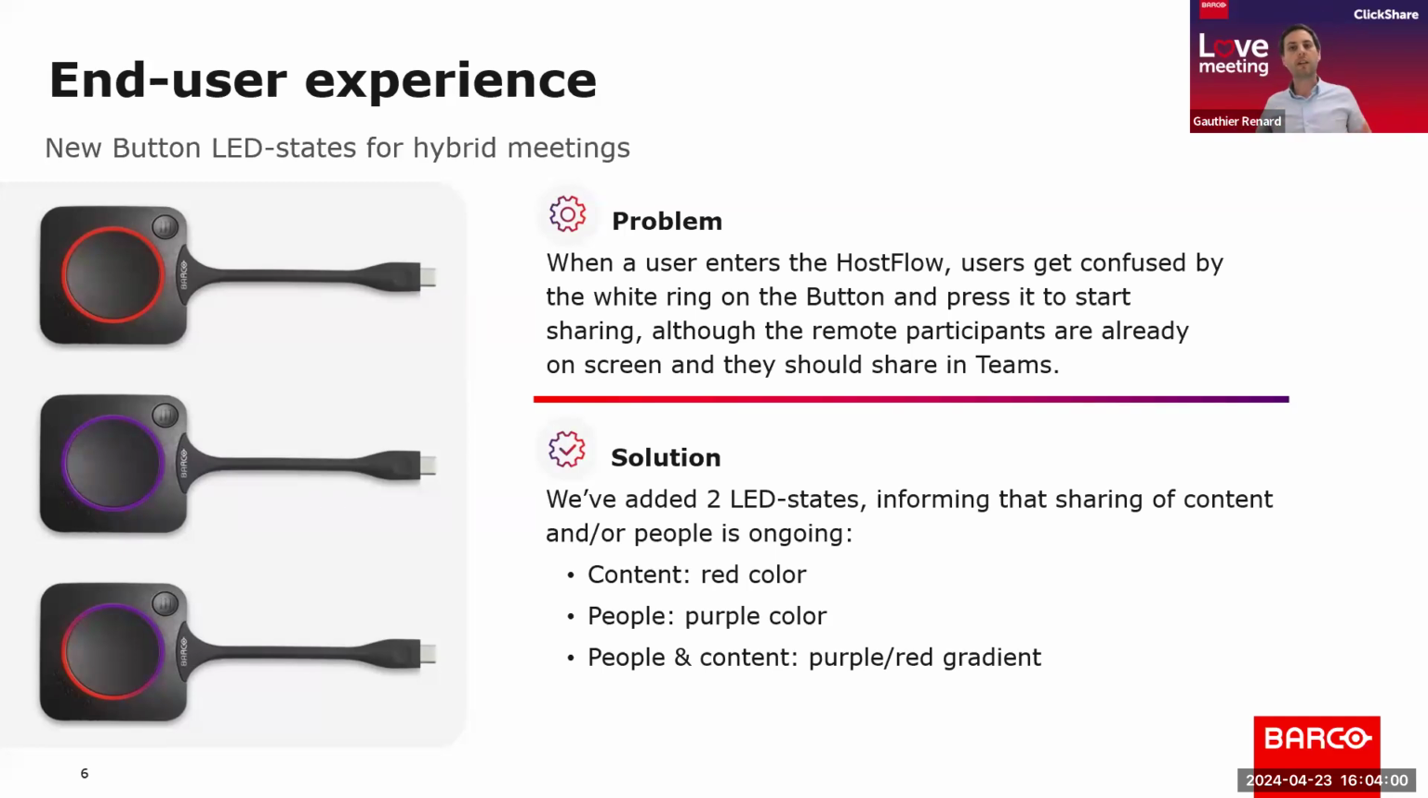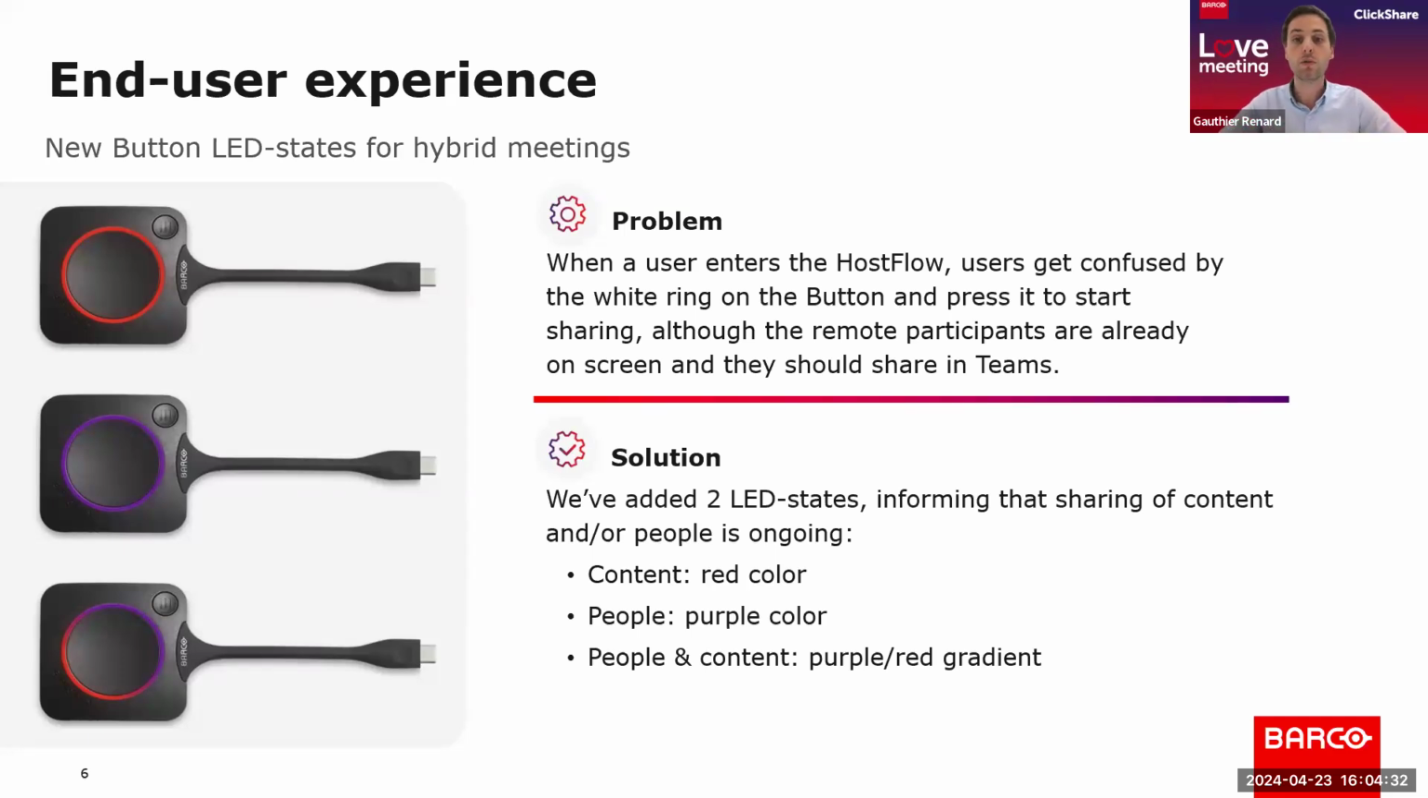Now, by doing this host flow, by putting or sharing at least a Teams client without sharing contents, we are creating a bit of a, let's say, a friction with the end user where he doesn't really know what's going on. To solve this, we have added two states to the button states where previously the button would be red when you are sharing content in the room. It will now turn purple when you are in this host flow capability and you're just sharing the Teams or the Zoom window to the main meeting room.